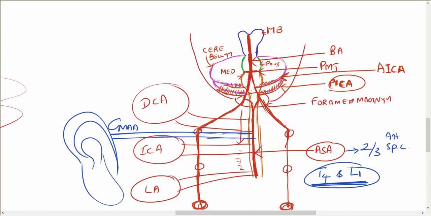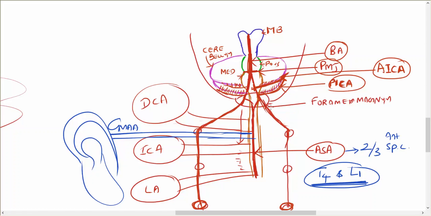Then they go above over the medulla until they meet the pontomedullary junction; they will be separate arteries. Above the pontomedullary junction, they form the basilar artery. When they enter the foramen magnum, they give a branch to the posterior inferior part of the cerebellum, that is the posterior inferior cerebellar artery, and above that they give another branch to the anterior inferior part of the cerebellum, called the anterior inferior cerebellar artery.